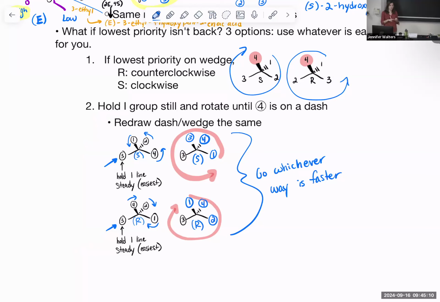So if our lowest priority is on the dash, clockwise is R, counterclockwise is S. If our lowest priority is on the wedge, so I flipped it from dash to wedge, I flipped the R and S, or I can actually rotate the molecule to get the lowest priority onto the dash. And so I'm going to hold one of my lines steady and rotate the other 3.